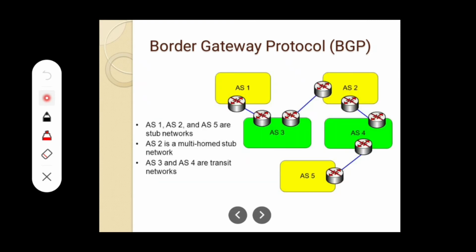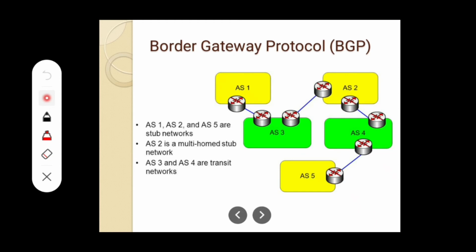So look at the figure. Here autonomous systems 3 and 4 are transit networks, which means that the traffic from other autonomous systems can be passed through these nodes. For example, if you want to move traffic from autonomous system 1 to autonomous system 5, it will be moving through AS3, then AS4, then to AS5. Okay, clear? So this is the meaning.